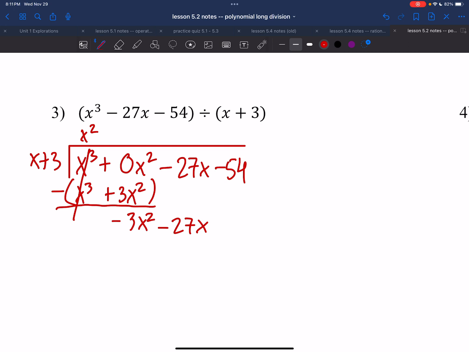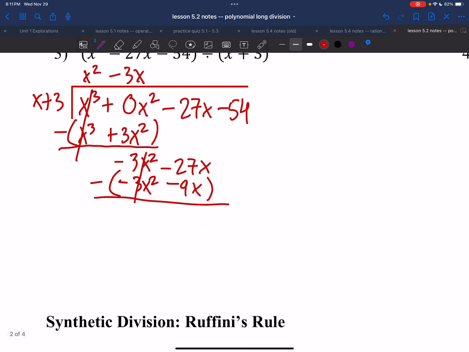And then from there, say, okay, x times what gives negative 3x squared? You find that's negative 3x. You should get negative 3x squared here. 3 times negative 3 is negative 9x. Subtract. These are gone. And negative 27 minus negative 9, that's like plus 9, is negative 18x. And this is minus 54.